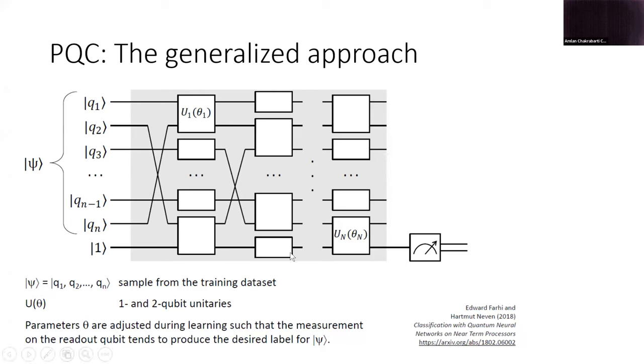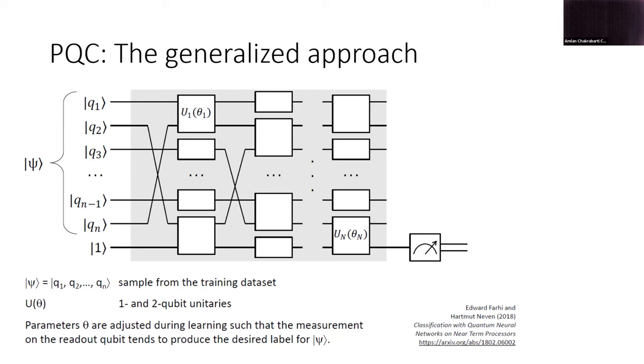The entire set of thetas will be adjusted in such a way that, given a particular set of features encoded in terms of qubits, these gate operations sufficiently converge to a measurement which will generate a particular label. If we can do this for the entire training set very efficiently, and we have adjusted all the thetas, we have got a particular quantum circuit which can actually work as a classifier.